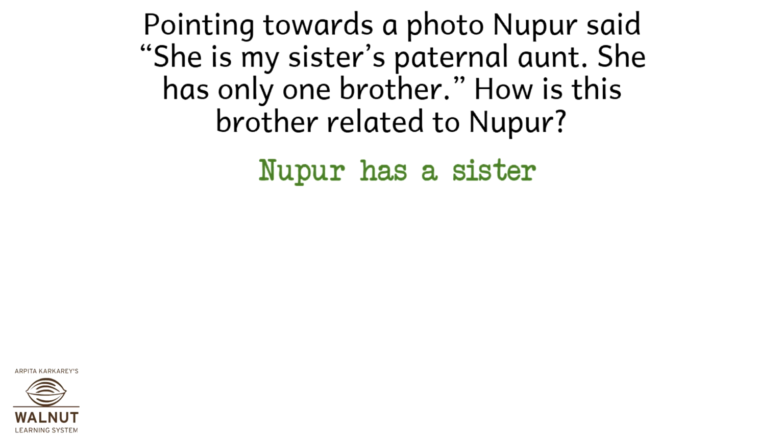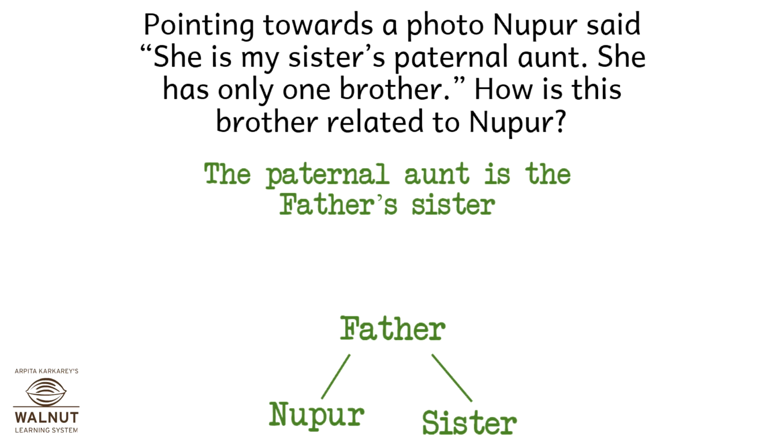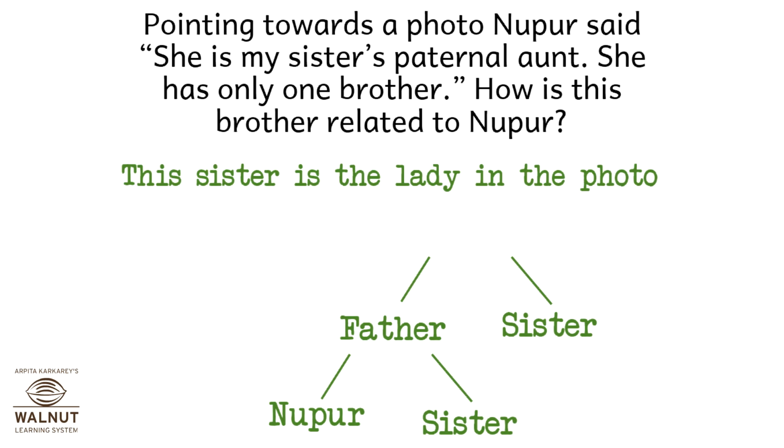Nupur has a sister. We write Nupur and we write her sister. The sister has a father, who is also Nupur's father. So we write the father above Nupur and her sister. The paternal aunt is the father's sister. So we write the father and we write the sister next to the father. This sister is the lady in the photo. So we write photo lady next to the sister.